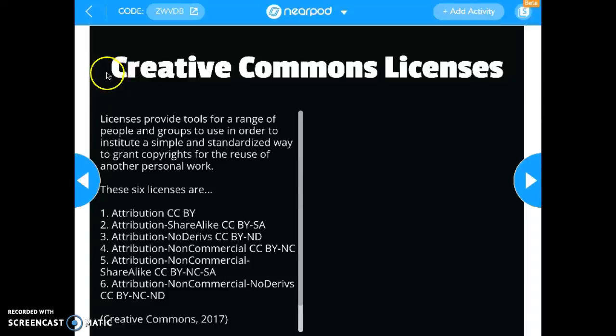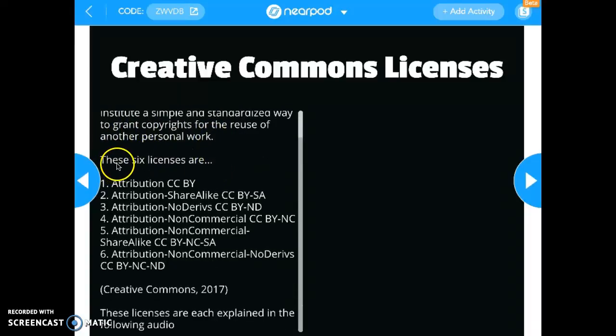This audio is to help explain the 6 Creative Commons licenses given to us from creativecommons.org. Licenses provide tools for a range of people and groups to use in order to institute a simple and standardized way to grant copyrights for the reuse of another personal work. According to the website, these 6 licenses are listed as 1.